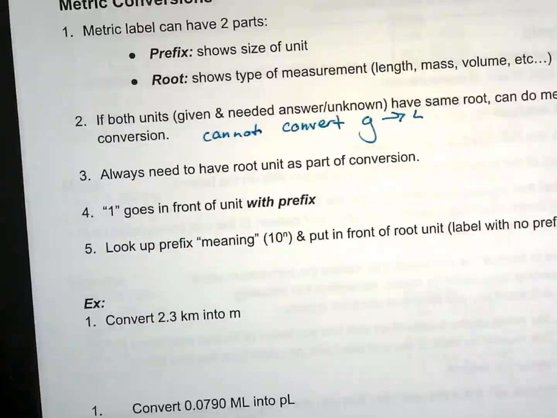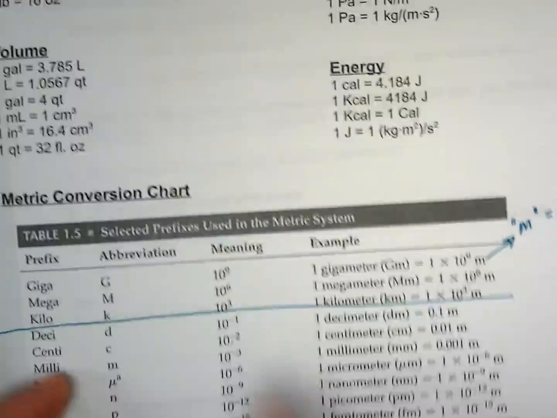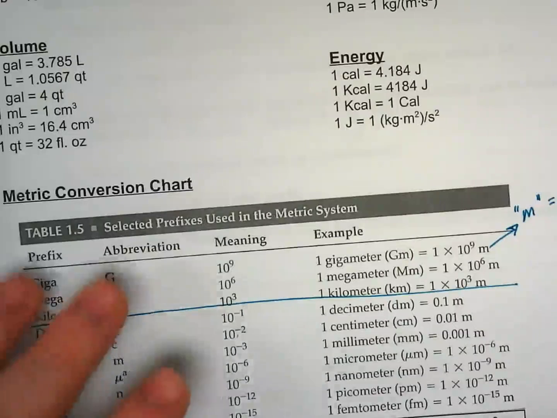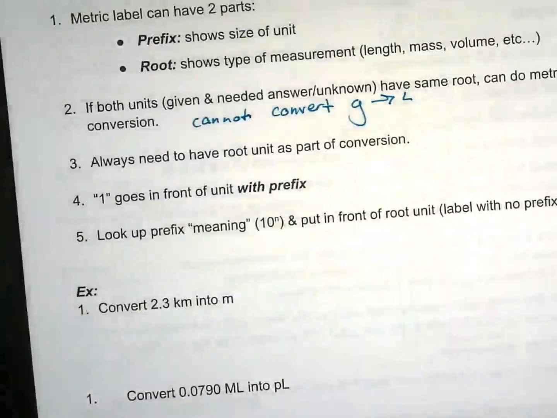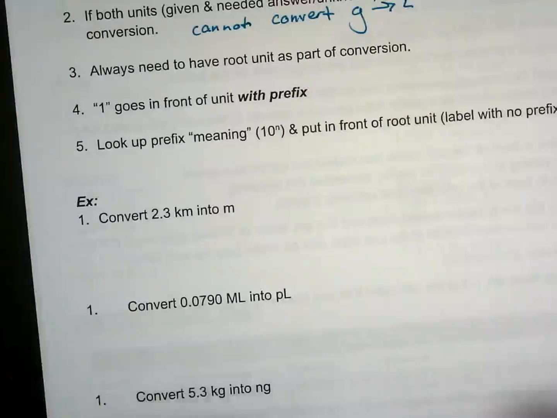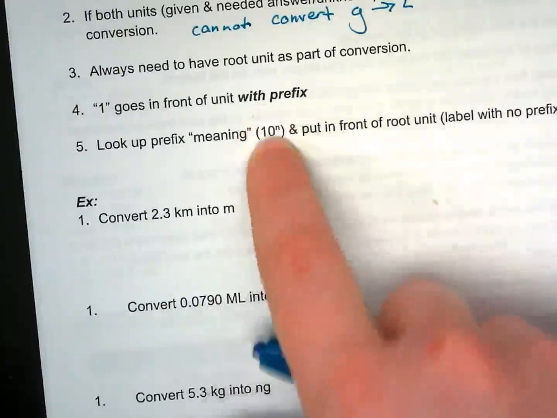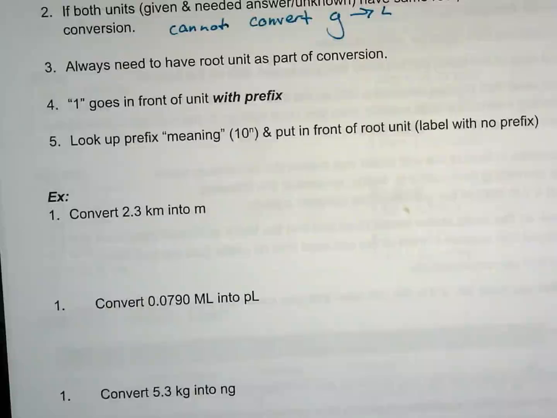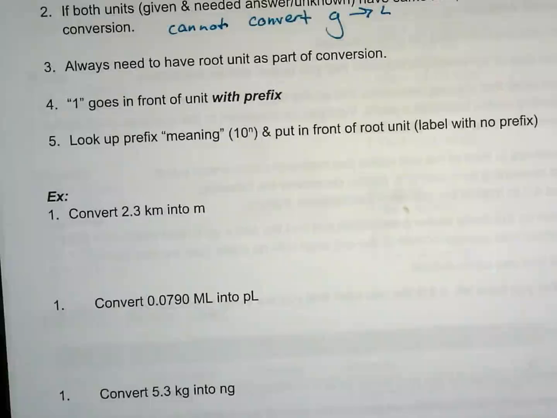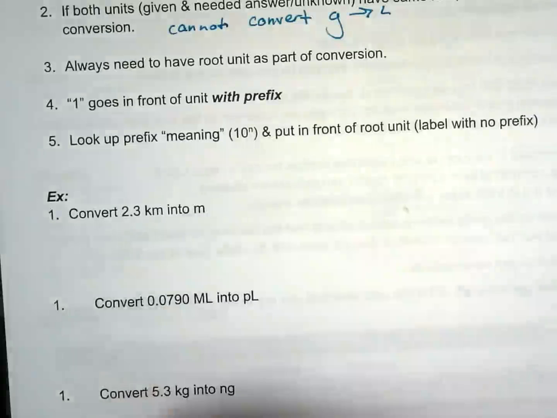And then look up prefix meaning. That's like 10 to the nth power, so they all have their meanings here. That'll come in handy in some applications. I'll just tell you, in a lot of applications that we use, it doesn't. And then you put the root unit label with no prefix. Or I should say that's just an extension of idea number 4 here. Because we always need to practice this, let's just go through these examples.